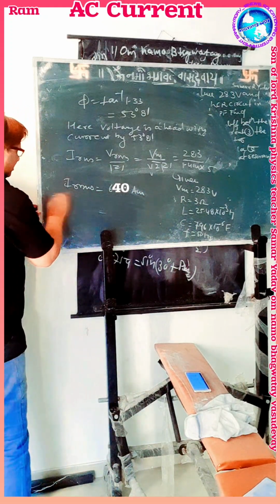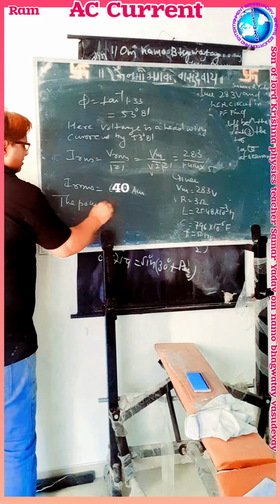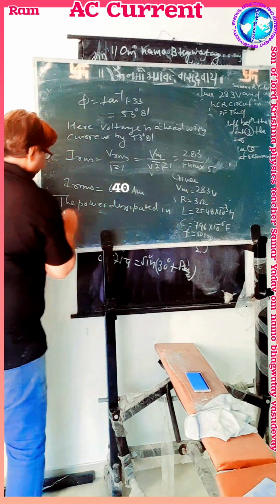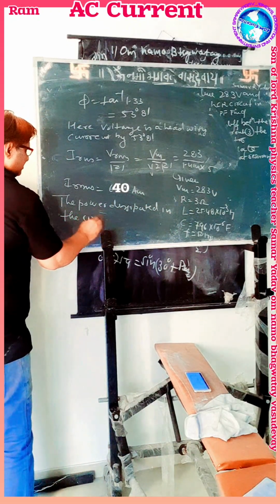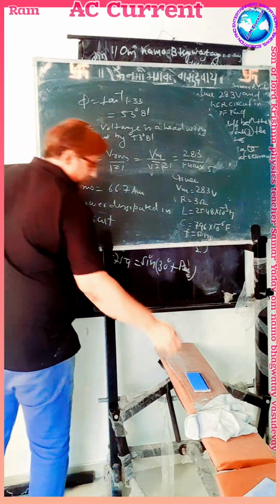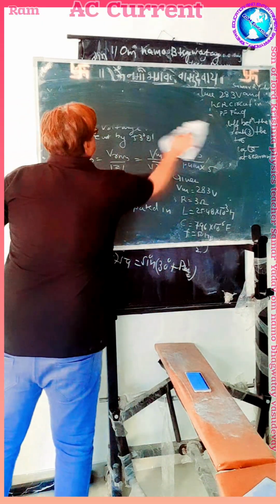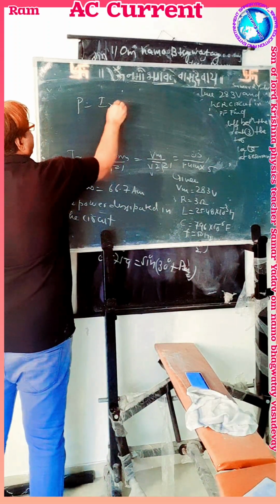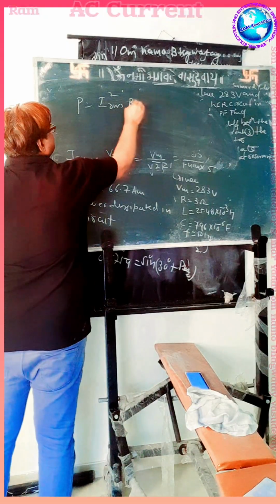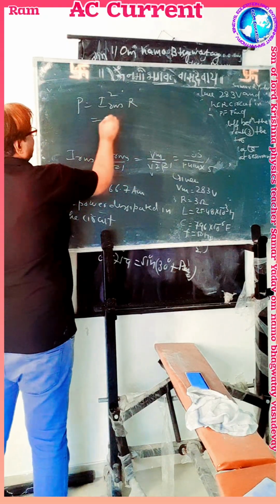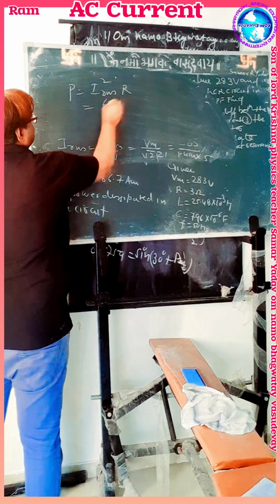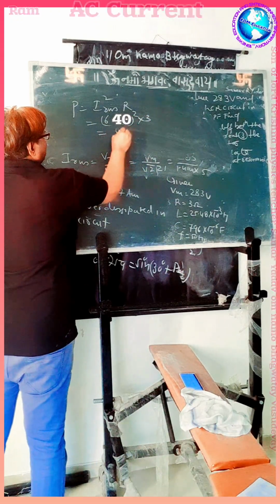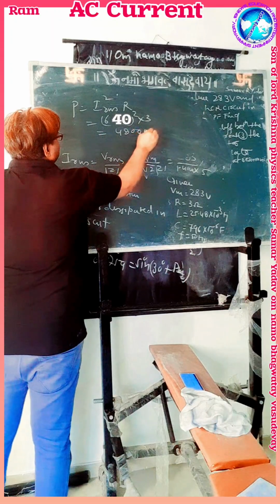Now power dissipated in the circuit, that is P is equal to IRMS square into R is equal to IRMS here given, that is 4 square into 3. Solving this, we will get here 4800 watt.